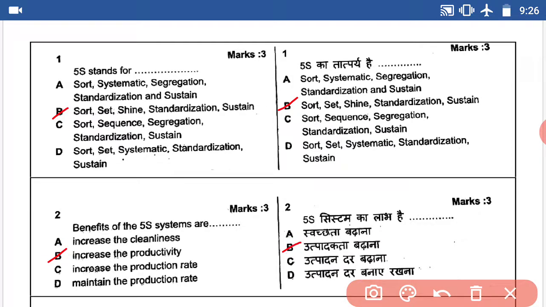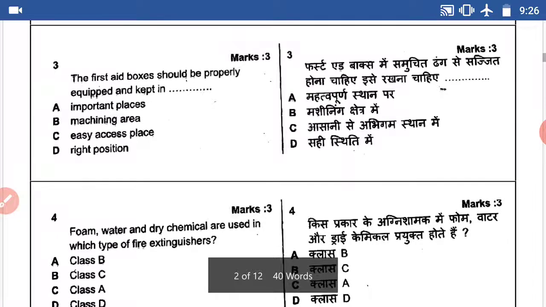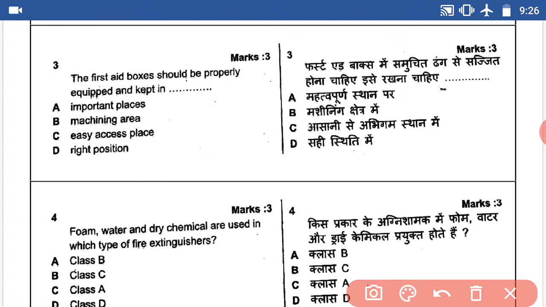Question number 3. The first aid box should be properly equipped and kept in dash. The first aid box should be kept in an easy access place. This question answer: easy access place. Answer C.